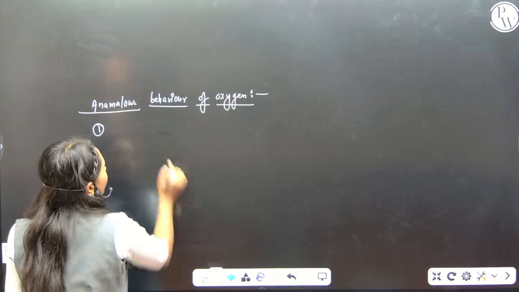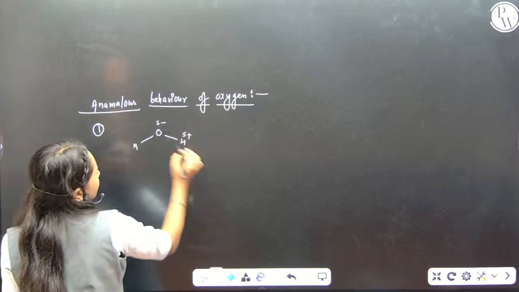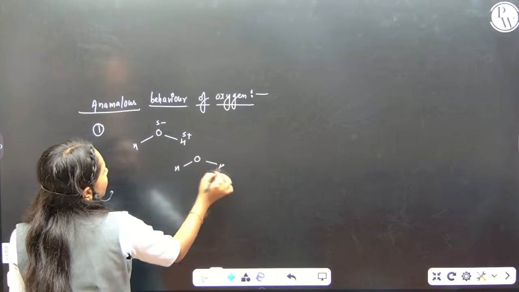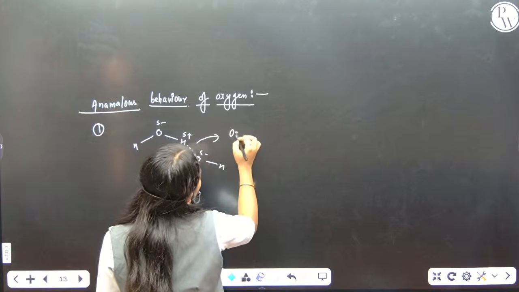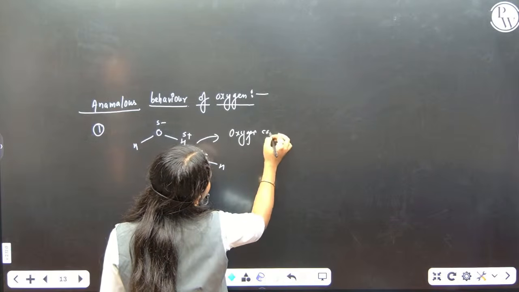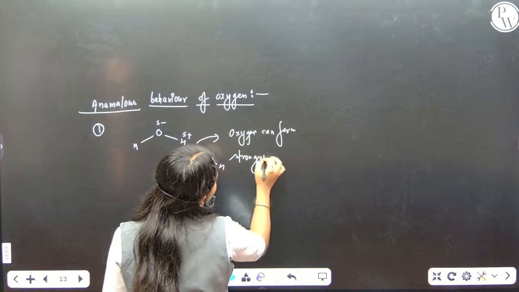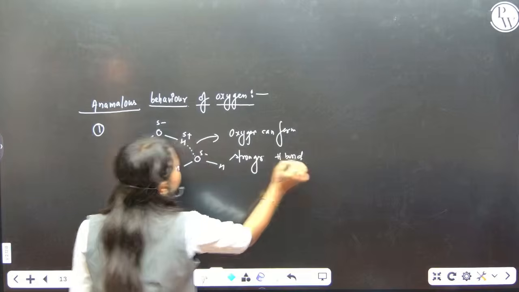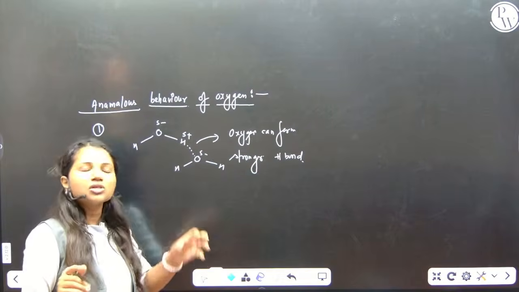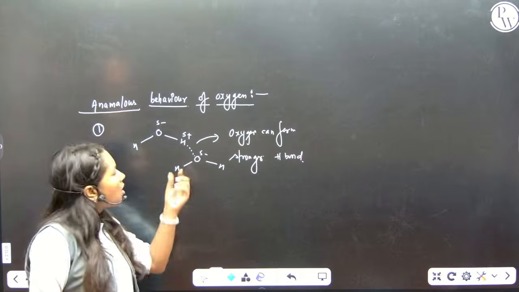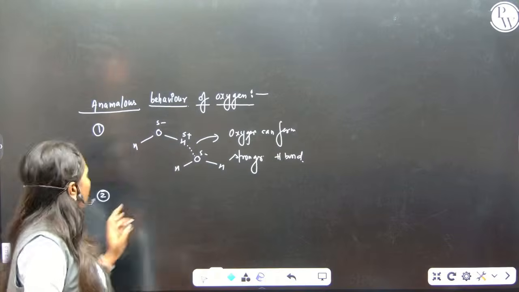O, H and H. Partial positive, partial negative. So that oxygen can form a stronger H bond, and no other elements of this group show a stronger H bond. They do not show H bonding. Oxygen, because of its small size and high EN, shows a stronger H bond.